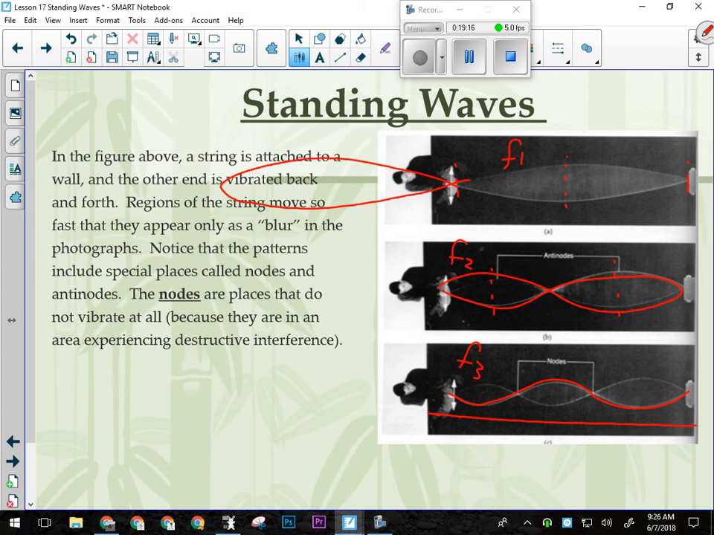Okay, terminology. Nodes. The term node refers to any places where there is destructive interference. So that's all the ends, and any places in the middle where the spring does not appear to move very much. Those are places where there is complete destructive interference. The opposite of that are antinodes, where there is complete constructive interference.